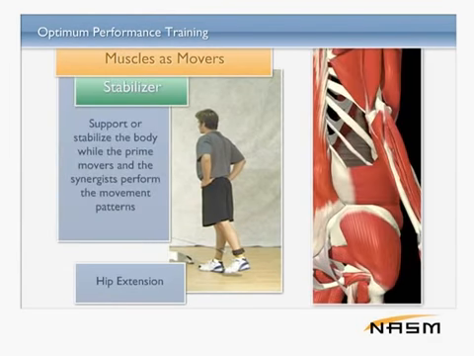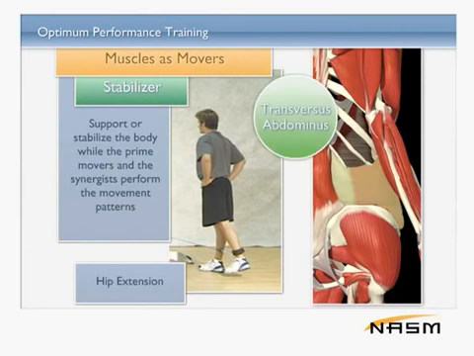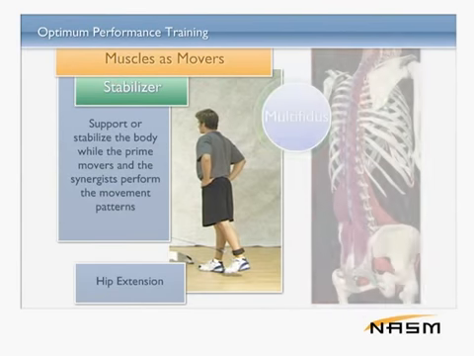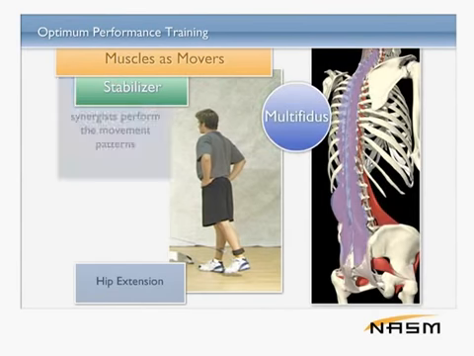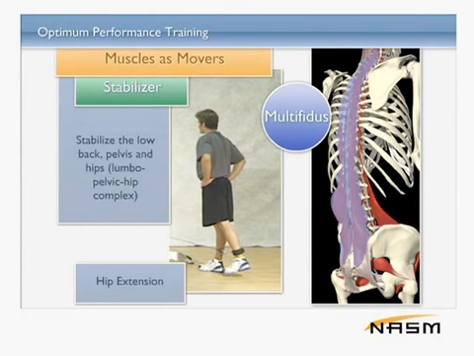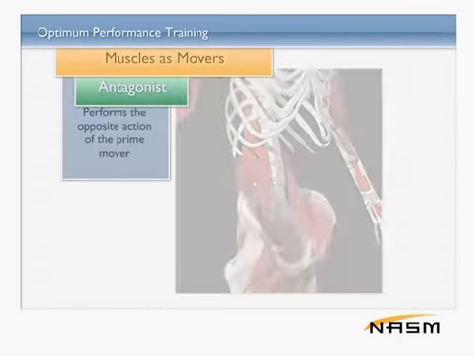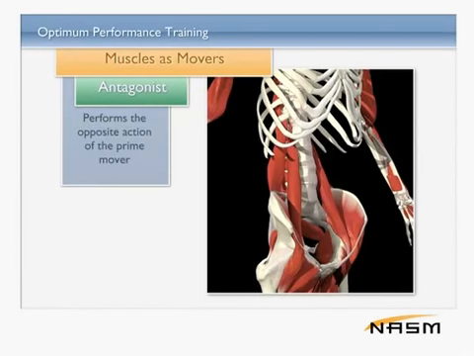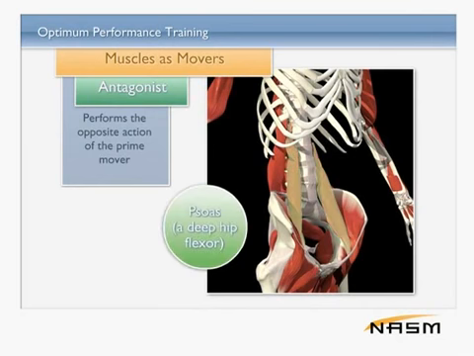Stabilizer muscles support or stabilize the body while the prime movers and the synergists perform the movement patterns. For example, transversus abdominis, internal oblique, and multifidus, deep muscles in the low back, stabilize the low back, pelvis, and hips, lumbo-pelvic hip complex, during hip extension. Antagonist muscles perform the opposite action of the prime mover. For example, the psoas, a deep hip flexor, is antagonistic to the gluteus maximus during hip extension.